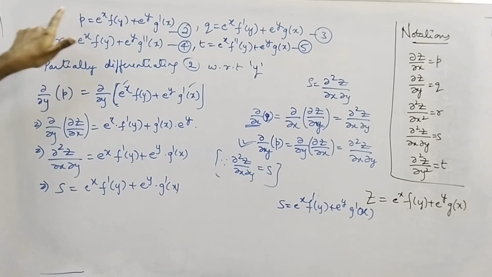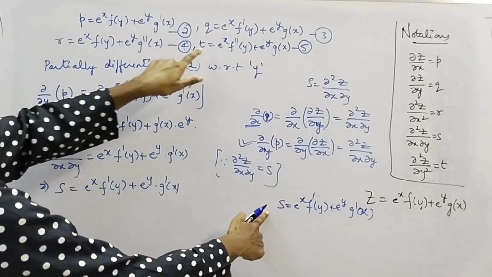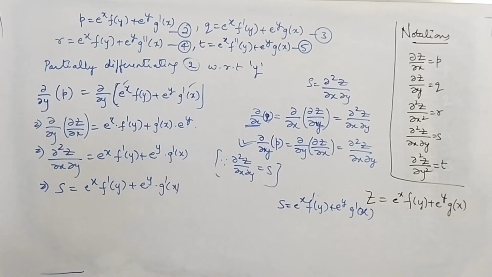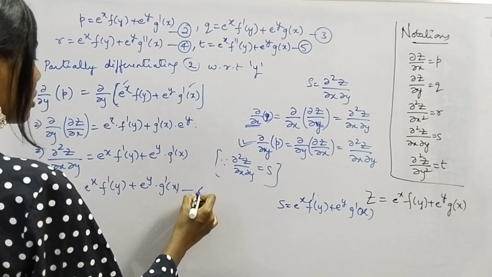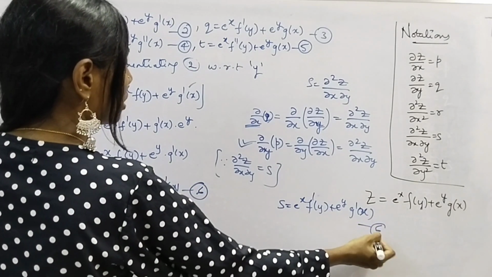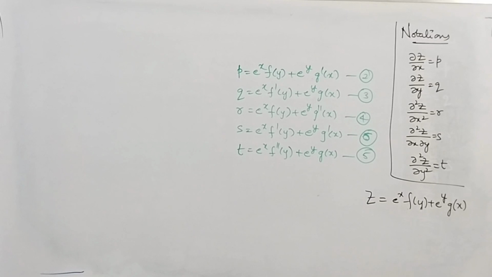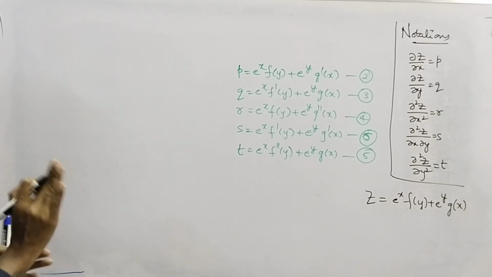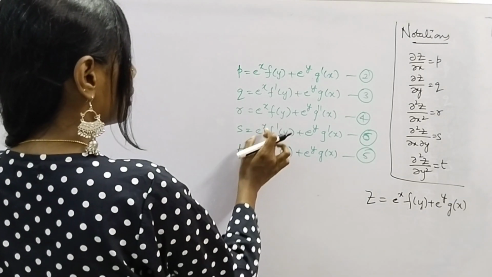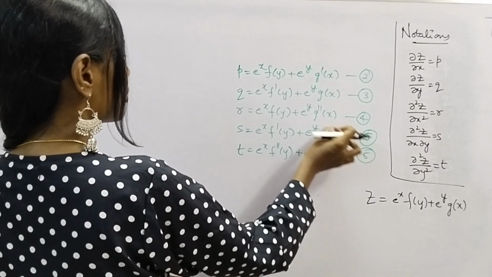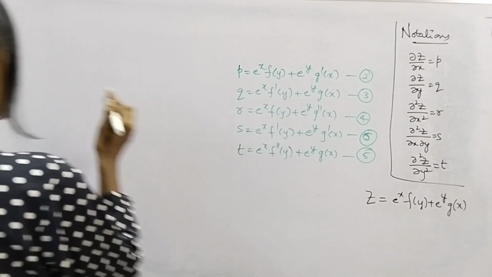Fine, now we got p, q, r, s and t. Now using these 5 equations, consider some equation number 6. Using these equations, we need to find the partial differential equation by eliminating f and g. Let's see that. See, we have 5 equations p, q, r, s and t. What I notice is s has the same pattern, e power something into f dash plus e power something into g dash. I'll pick this s.